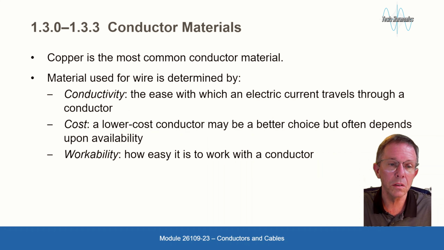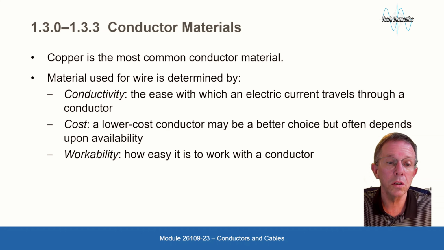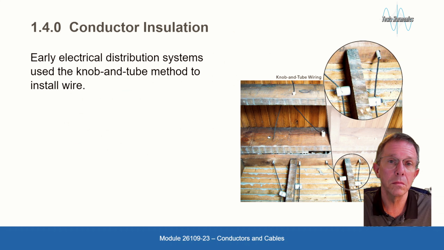Conductor materials. Copper is the most common conductor material. Material used for wire is determined by conductivity, the ease with which an electric current travels through a conductor. Cost. A lower cost conductor may be a better choice but often depends upon availability. Workability. How easy is it to work with the conductor?